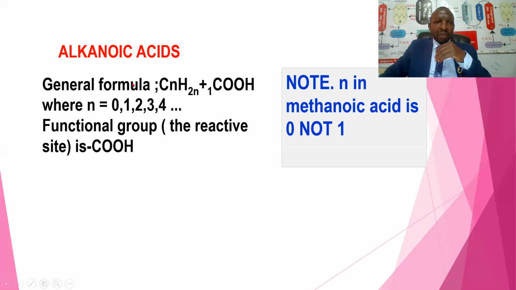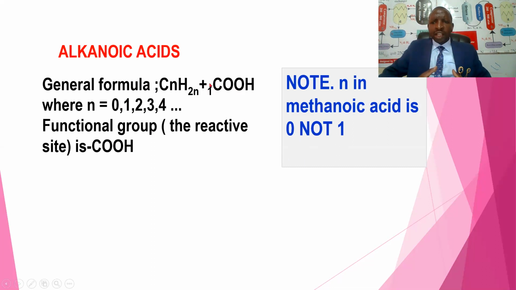One of the things you need to understand is that the general formula is CnH2n+1, then we have the carboxyl group, which is the functional group. So the n here is 0, 1, 2, 3. Something I want you to understand is that in methanoic acid, n is not 1, but it is 0. So the n in methanoic acid is 0 and not 1, when you're applying this formula.